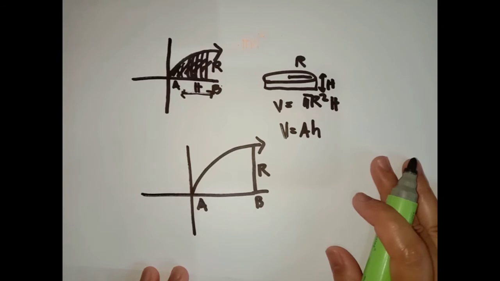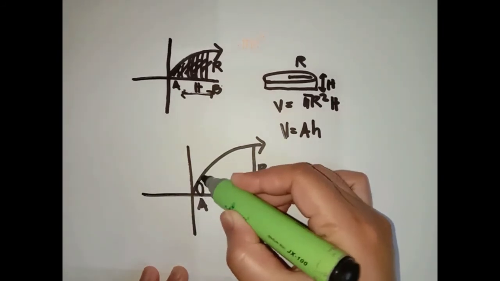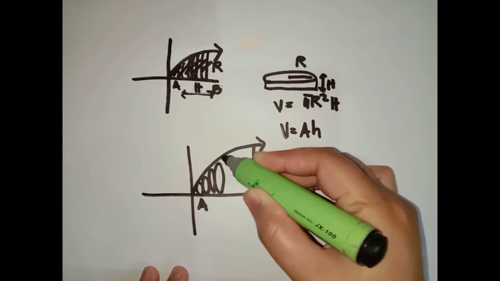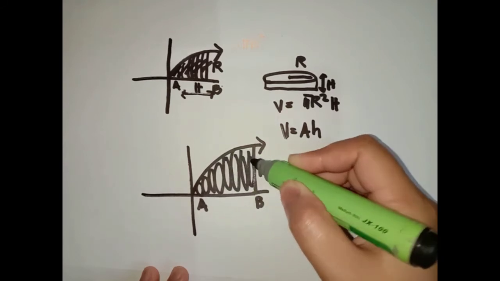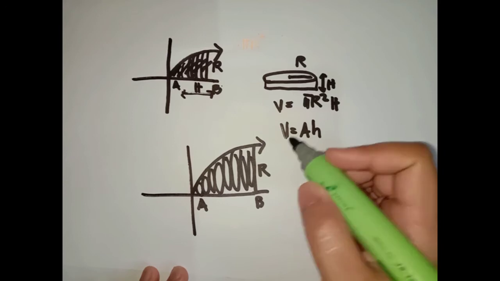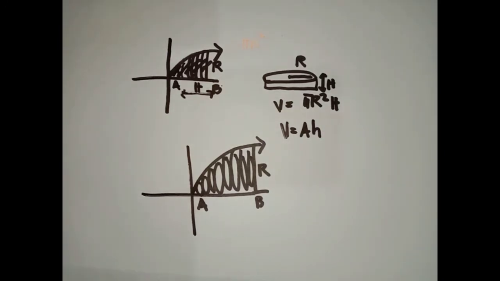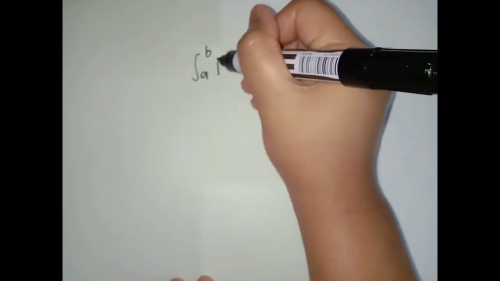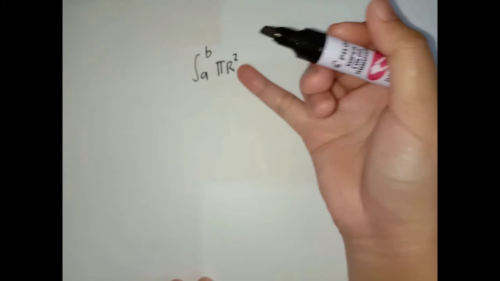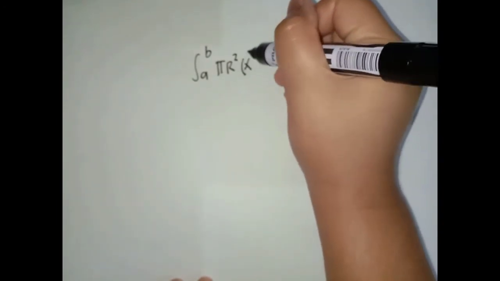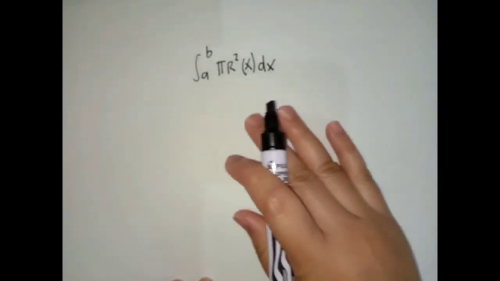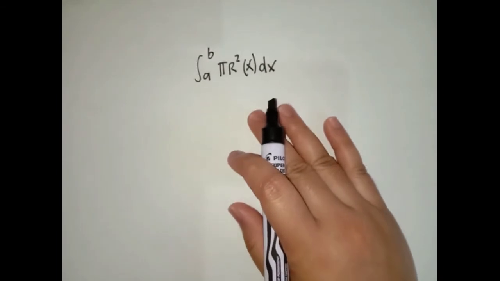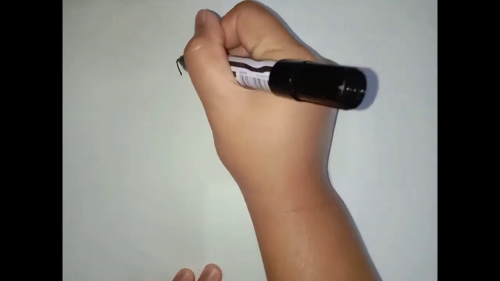To find the volume of a solid, you need to add all the disks from A to B to find the volume of the solid obtained by revolving around the x-axis. You have to integrate the cross-sectional area from A to B, and the area is pi r squared, where r is a function of x. This is the equation for finding the volume using the disk method.